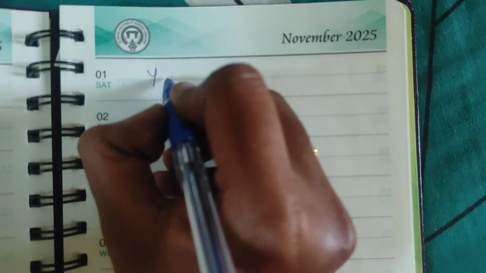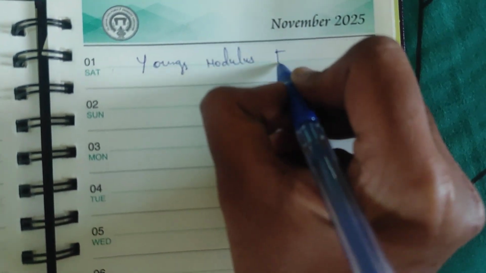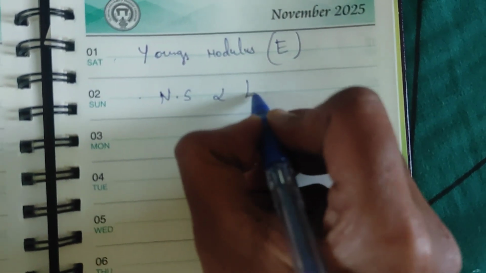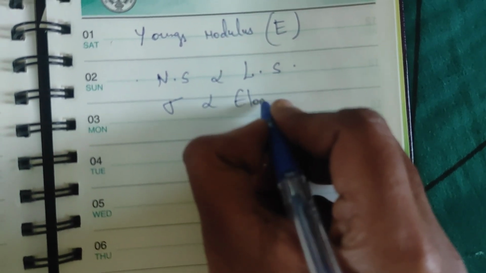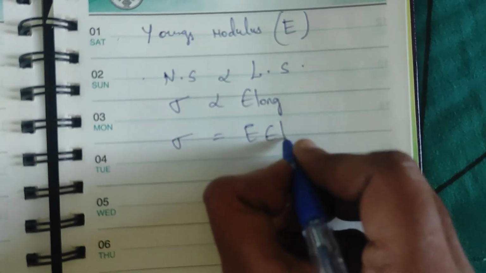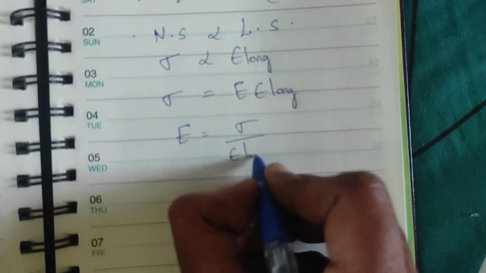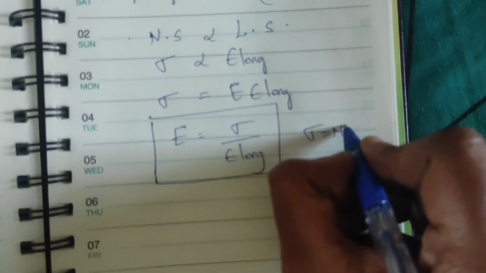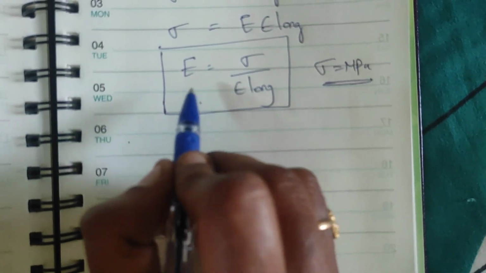Now, what is Young's modulus, E? Within the proportionality limit, normal stress is directly proportional to longitudinal strain. Normal stress sigma is directly proportional to E longitudinal. Sigma is equal to a constant times E longitudinal. So, Young's modulus is equal to sigma by E longitudinal. This is the formula for Young's modulus, with sigma in megapascal. Understand? So this E can be defined as the intensity of the stress causing one unit of longitudinal strain also.